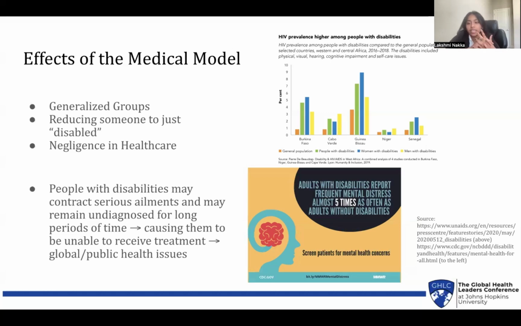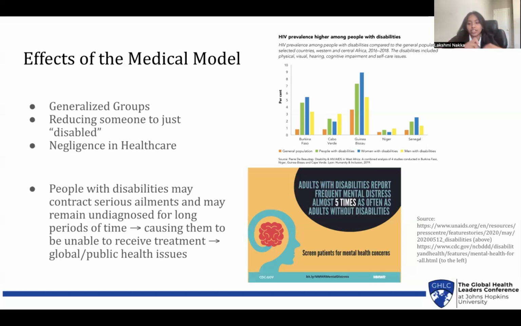He ended up receiving his cancer diagnosis last year in 2023 and passed away a few months later because he wasn't able to receive his treatment and diagnosis in time. This is not the only story of its kind. Things like this happen to people with disabilities almost on a daily basis.